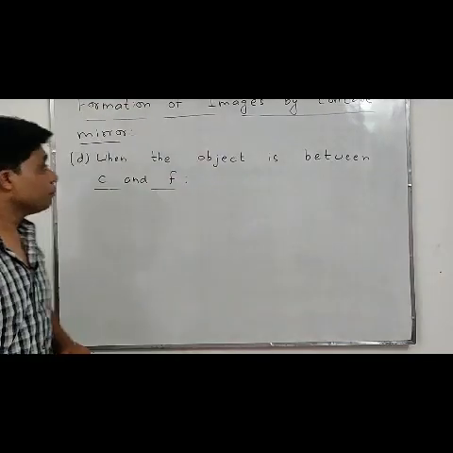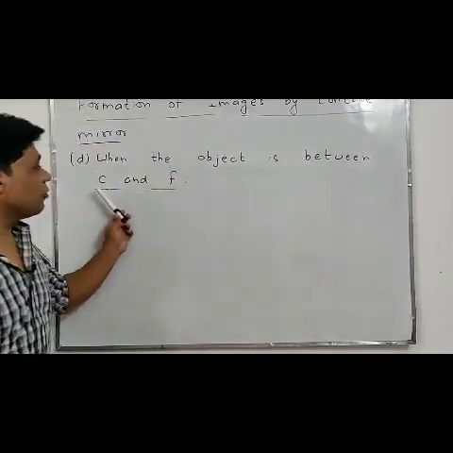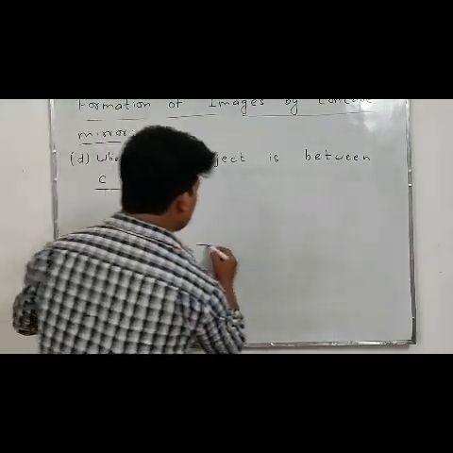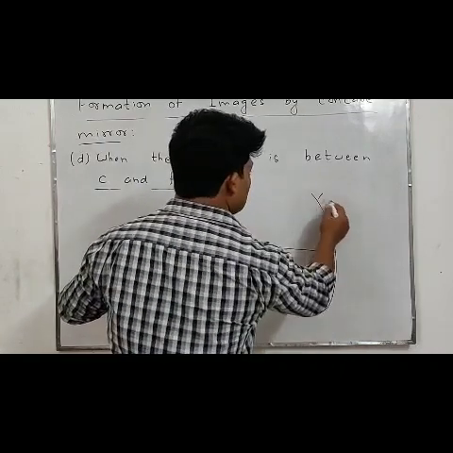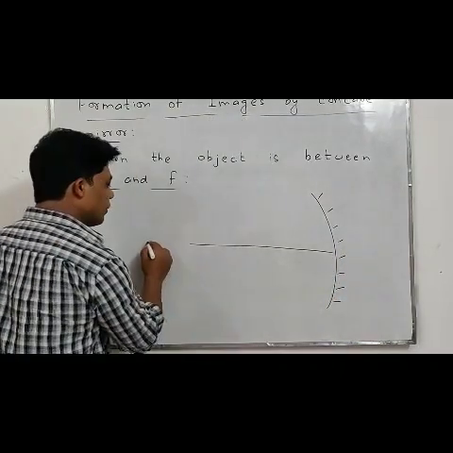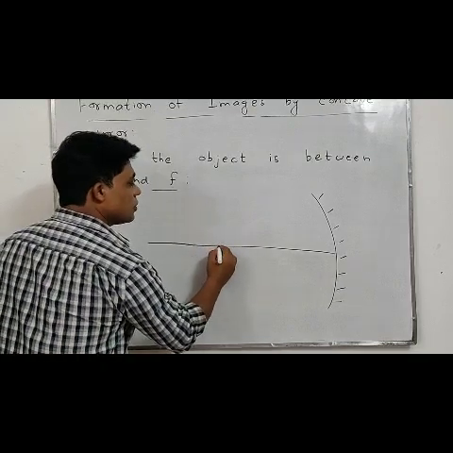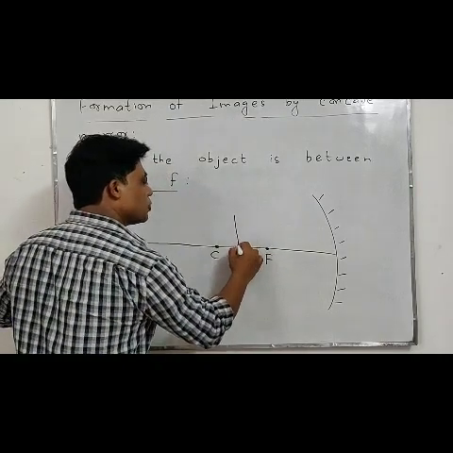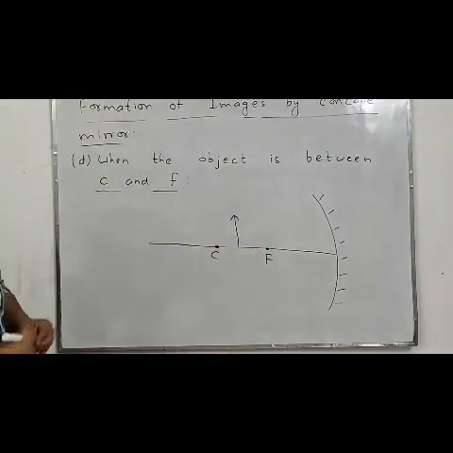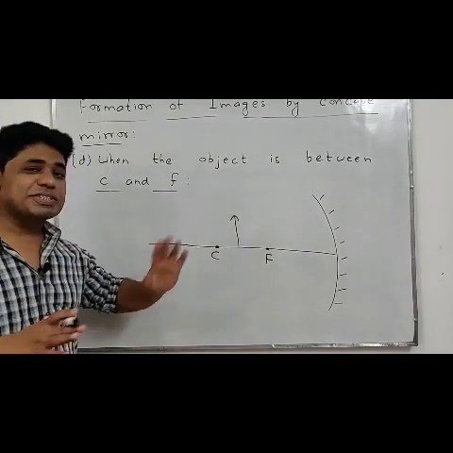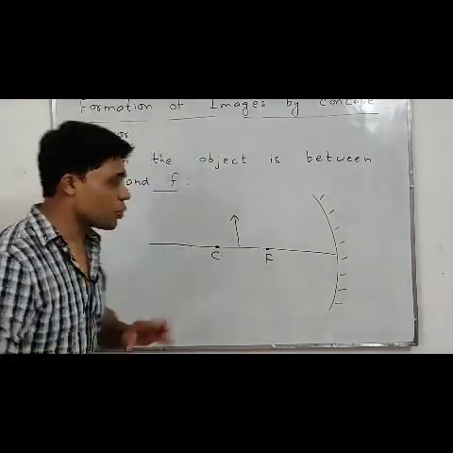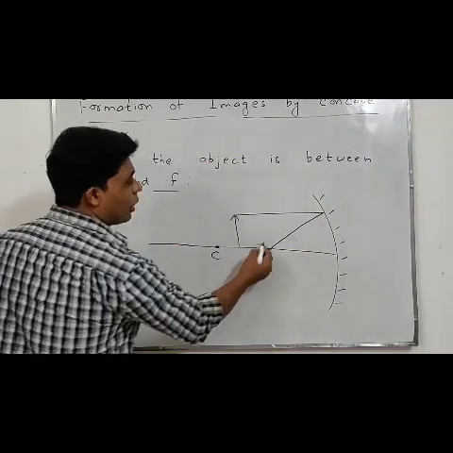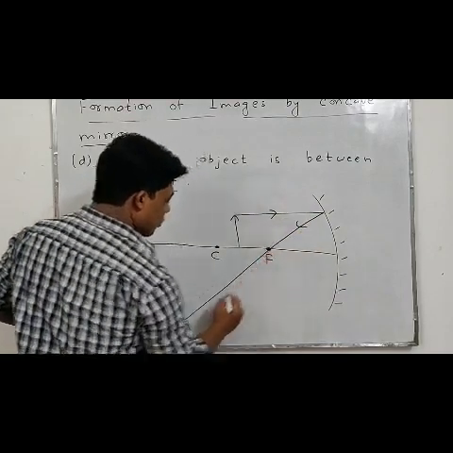Now students, the fourth condition, when the object is between C and F. C is the center of curvature, F is the principal focus. So now I'm going to make the diagram. That is the concave mirror. This is the center of curvature and this is F, the principal focus, and suppose this is the object. According to the given condition, the object lies between the center of curvature and the principal focus. In that condition, a ray is incident, it gets reflected and it will pass through the principal focus.